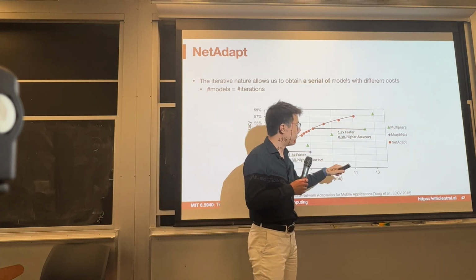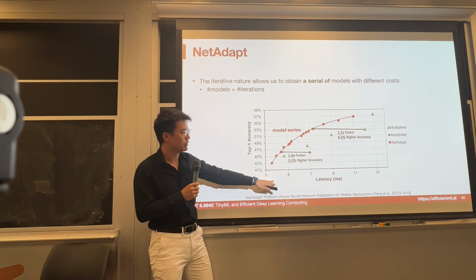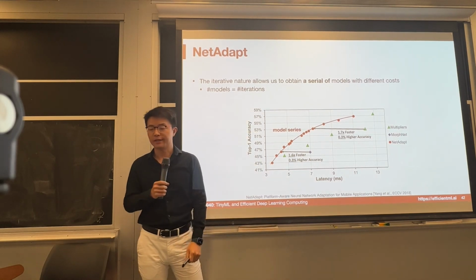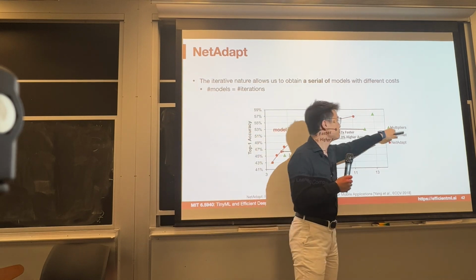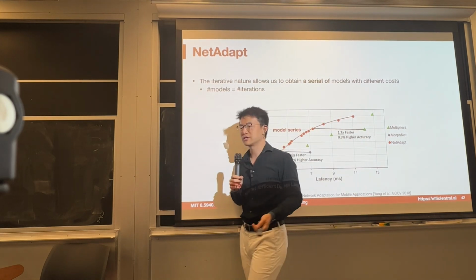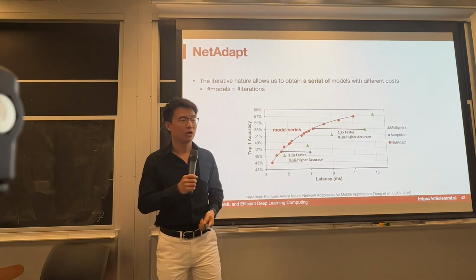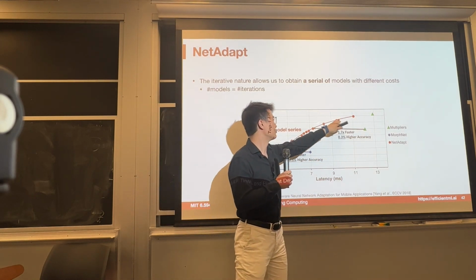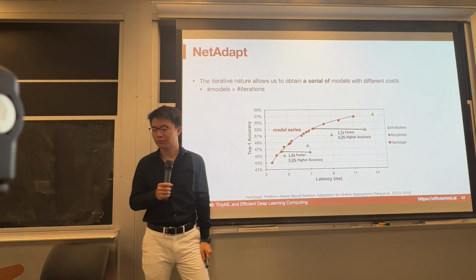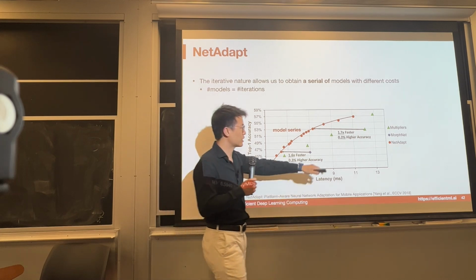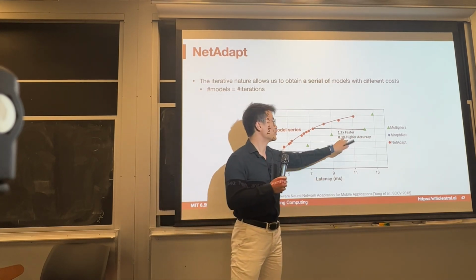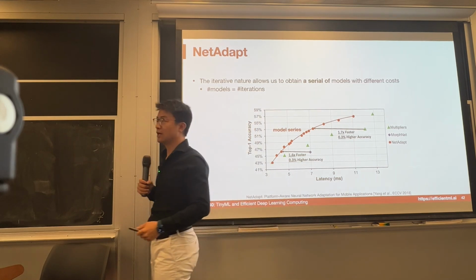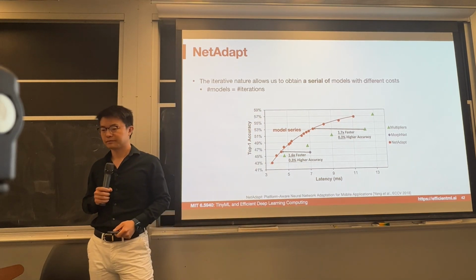So here, this is again comparing the latency versus the top-1 accuracy. This is just multiplying with a fixed number like 0.75, versus if we do such a NetAdapt approach, we can make it 70% faster with 0.3% higher accuracy here.